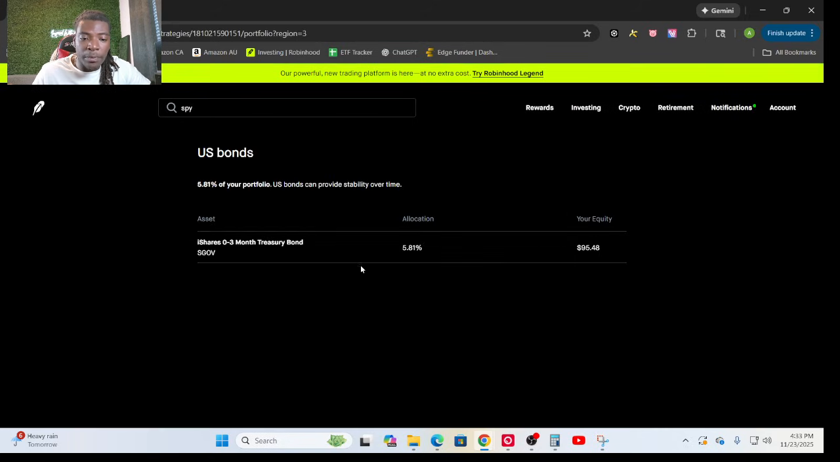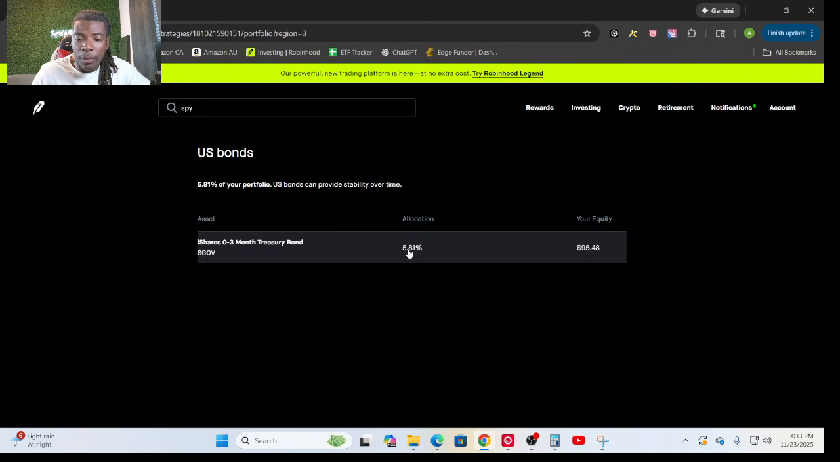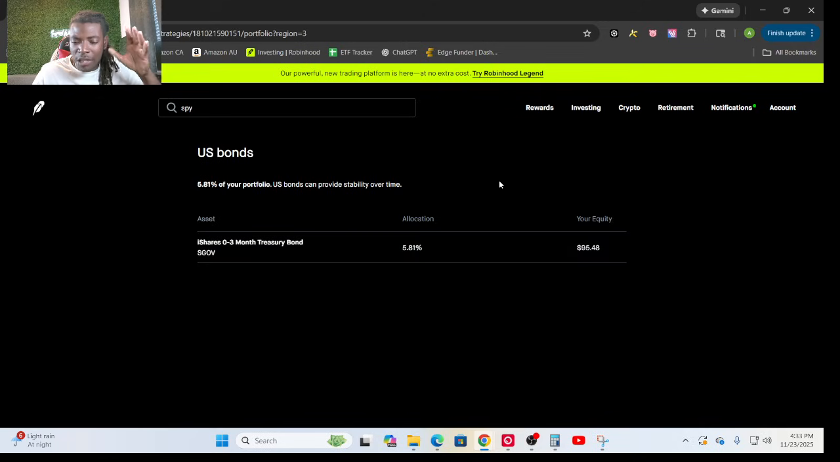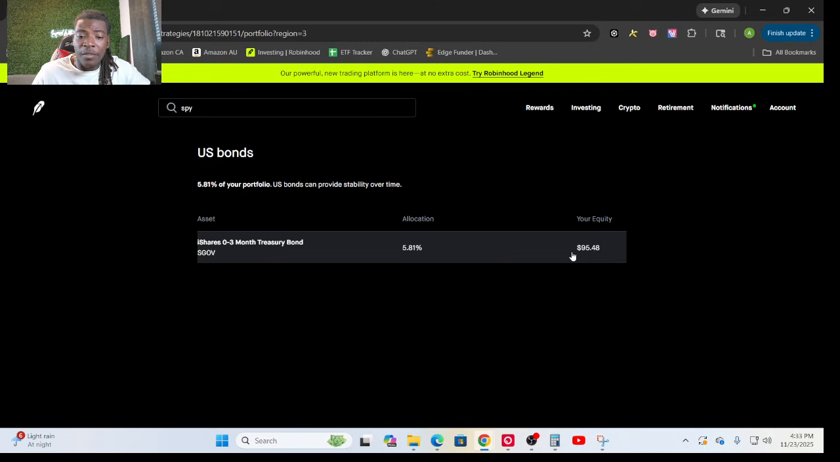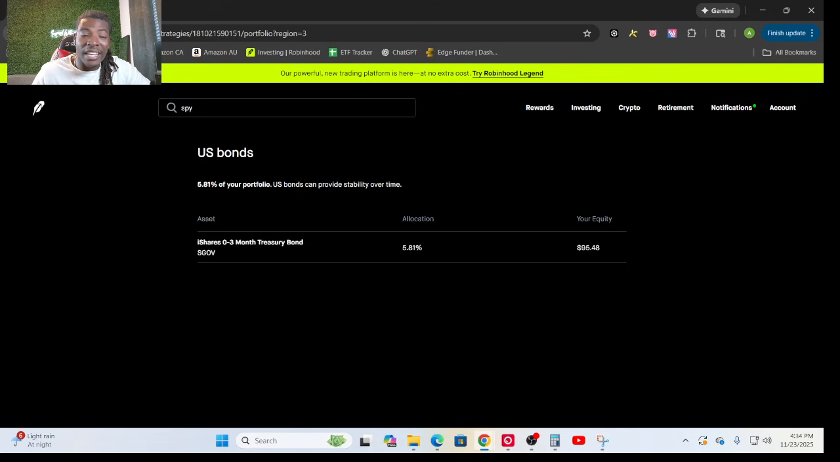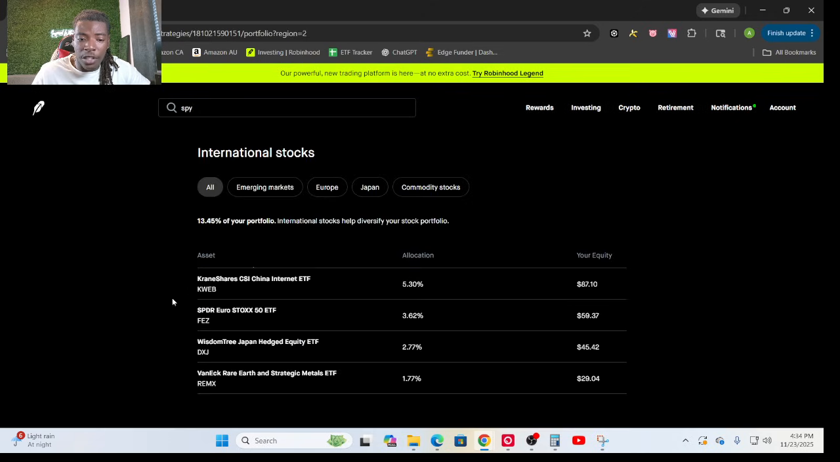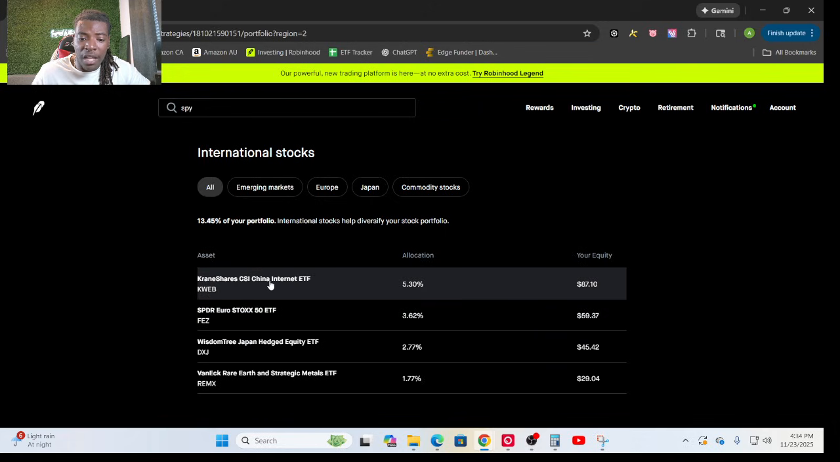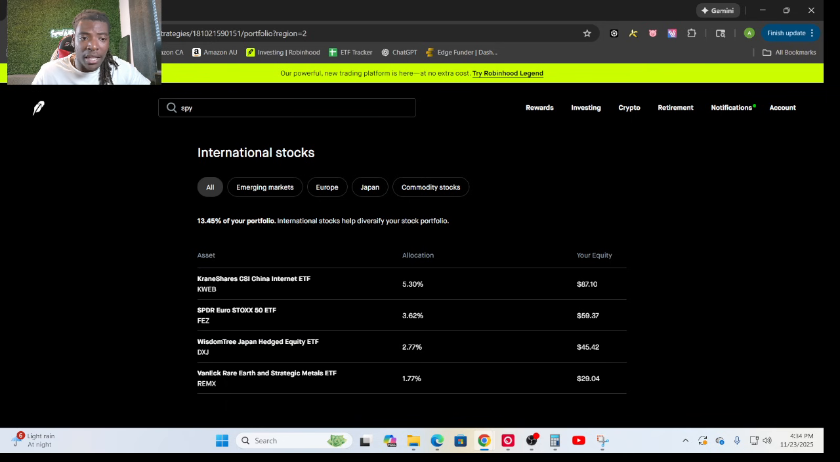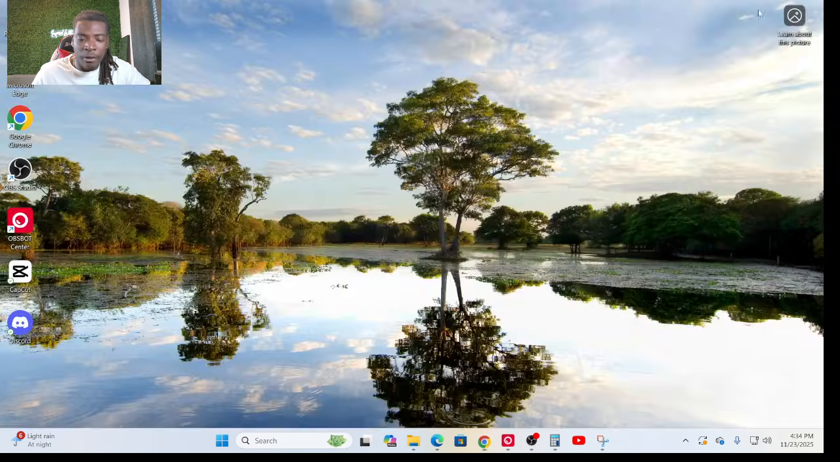You can see the U.S. bonds is just going to be SGOV. It is a 5.81% allocation. I'm not necessarily a fan of the bond section, but hey, I can't complain too much. You know, bonds are going to be what keeps our portfolio nice and steady as we are entering into that downturn market. International stocks, these are the emerging marketplace. You guys can see we get a nice little China, some Europe, and also some Japan as well. Really great. Let's see where we are back with our script.